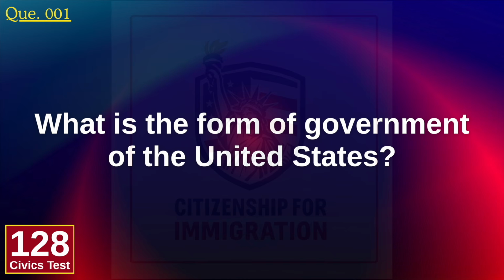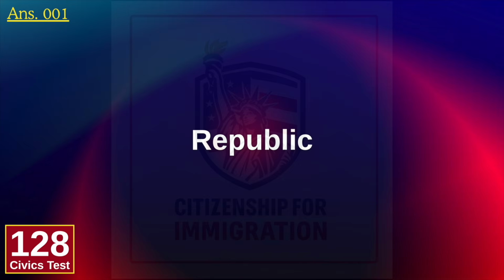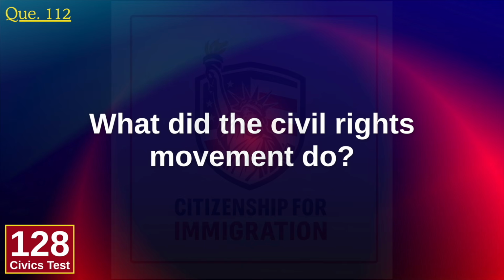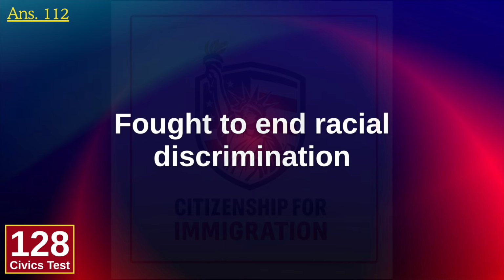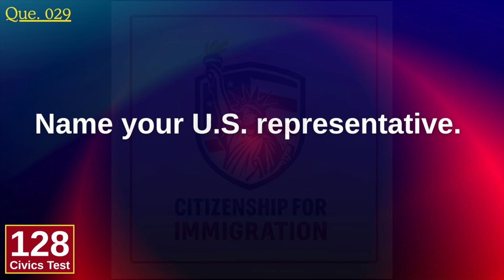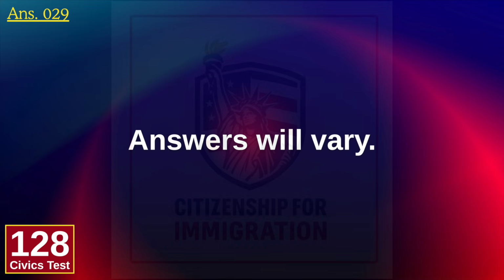What is the form of government of the United States? Republic. What did the civil rights movement do? Fought to end racial discrimination. Name your U.S. representative. Answers will vary.